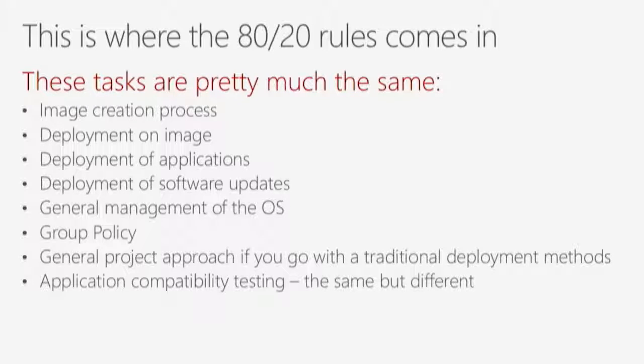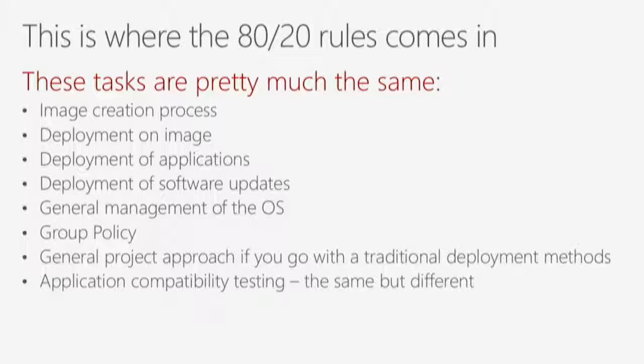Software updates, you can just recreate what you've done with Windows 7 for Windows 10, and that will work. The general management of the OS through your tool like Config Manager, that is generally the same. Whether it's inventory, whether it's software metering, or whatever the case is, not much has changed there. Group policy, yes, there's some new group policies, but how you do it is pretty much the same.